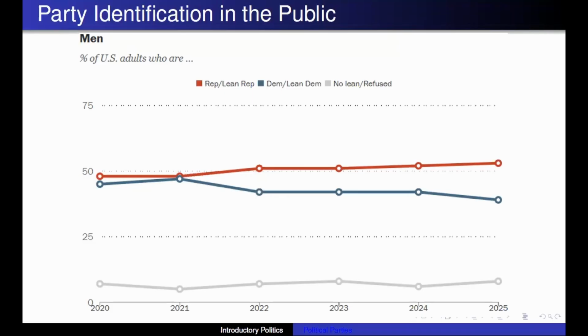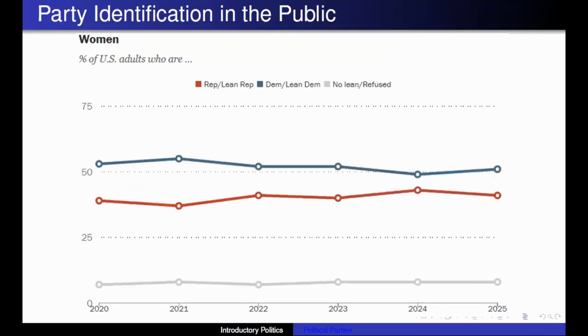And this is now down to about 40% that tend to identify as Democrat. For women, we see essentially the exact opposite. Now, again, the overall evolution of this over time is going to fluctuate, of course, where in some cases it's a bit wider of a gap, in some cases it's a bit more narrow. But what we see here is that women tend to prefer Democrat. Women tend to identify as Democrat. Roughly half of women consider themselves to be Democrat, and around 40% of women consider themselves to be Republican.